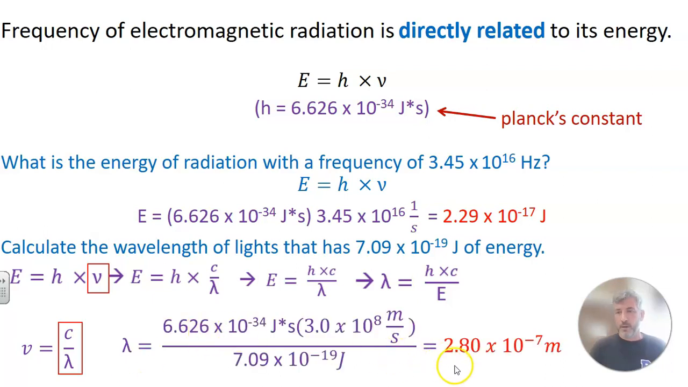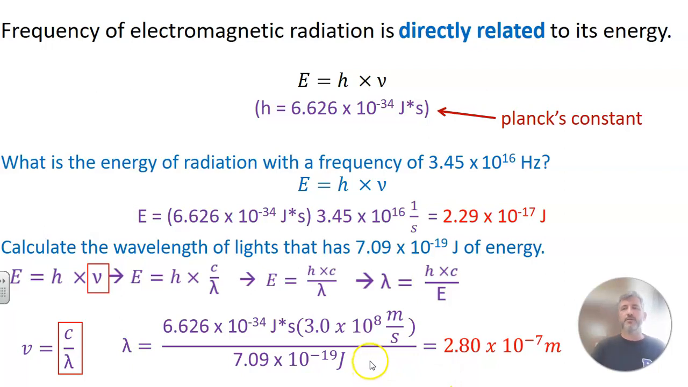Okay. So you should have hopefully gotten about 2.80 times 10 to the minus 7 meters. It's hard to do a mental check with these problems, by the way, because wavelength and energy and frequency, they can all vary by a lot. So wavelength can be 10 to the minus 10 meters. It can be 1,000 meters. They can really vary.